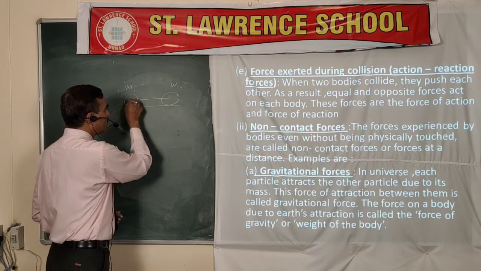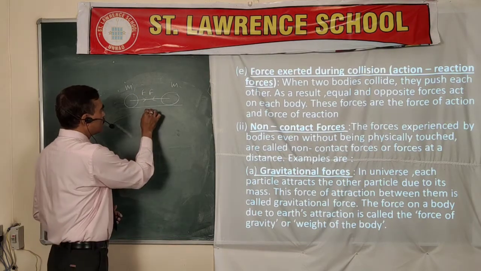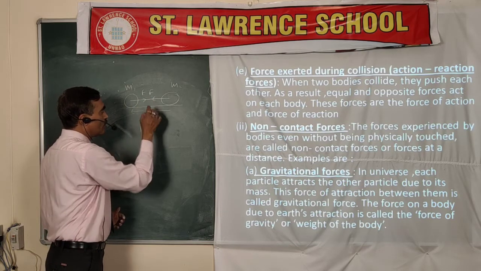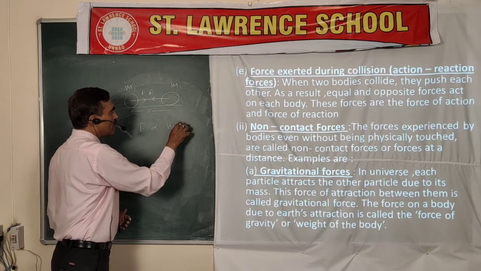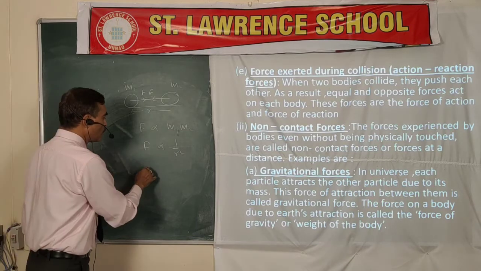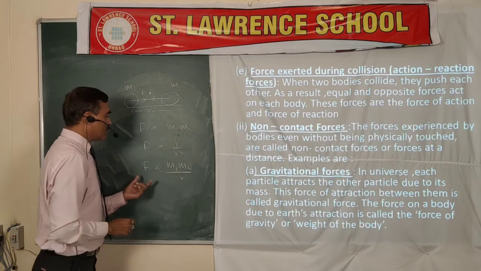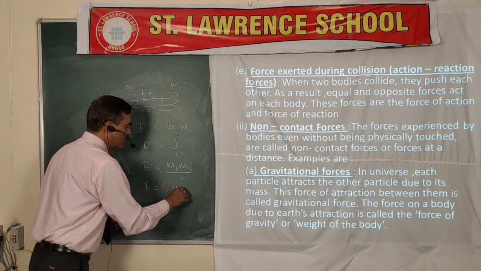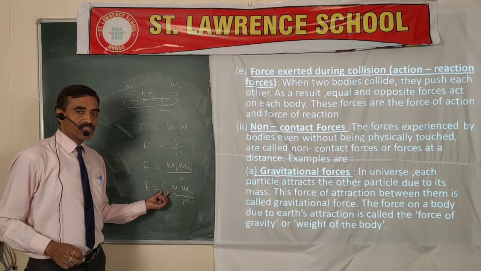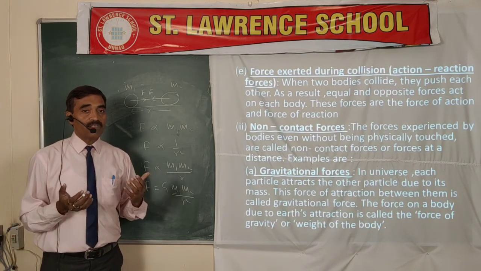They have the capacity to attract each other with a certain force, and if the distance between the bodies is r, then this force of attraction is directly proportional to the product of the masses of the two bodies and inversely proportional to the square of the distance between them. When we combine these two conditions, we get m1 m2 upon r squared, or G m1 m2 upon r squared. This G is known as the universal gravitational constant, and this force of gravity is always attractive in nature.